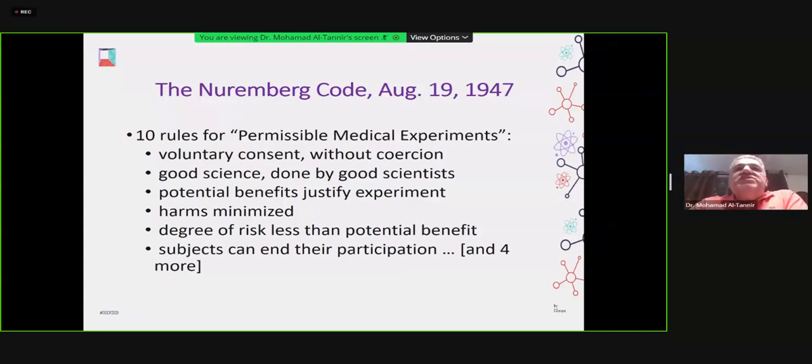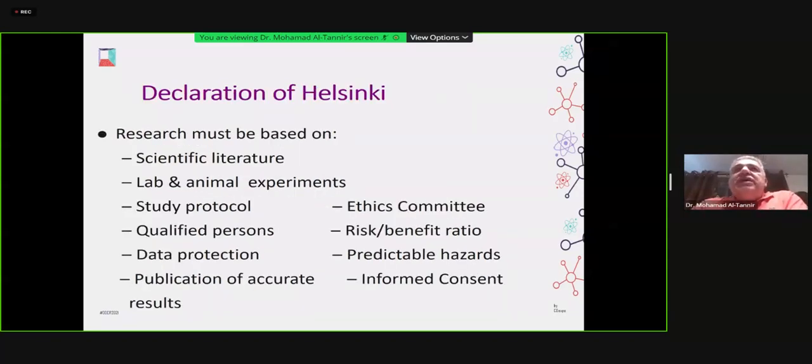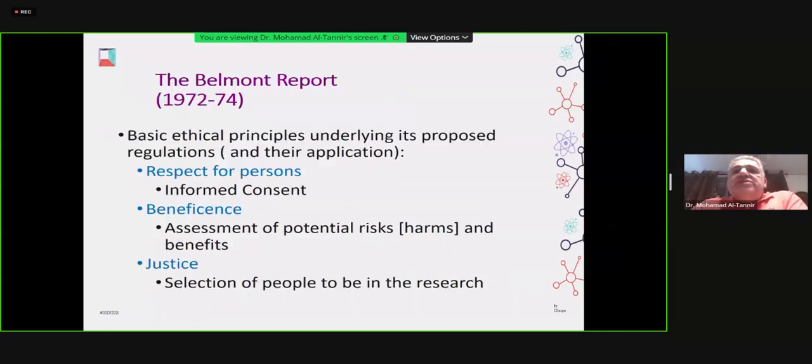Briefly, the Nuremberg Code has 10 rules. It starts with voluntary consent, good science, scientific merit of the research, potential benefits that justify the experiment, minimizing harm to participants, degree of risk should be less than potential benefit, and subjects can end their participation at any time. Declaration of Helsinki values are based on scientific literature, lab and animal experiments preceding human trials, study protocol, qualified persons to conduct the study, data protection, ethics committee approval, risk-benefit ratio, publication of accurate results, obtaining of informed consent, and risk-benefit and predictable hazards.